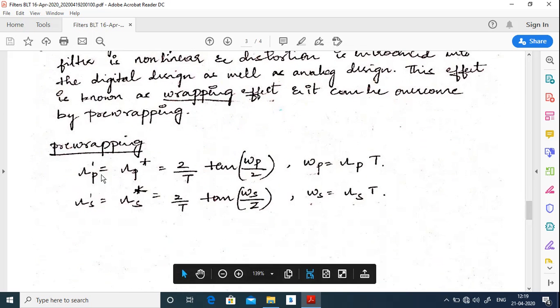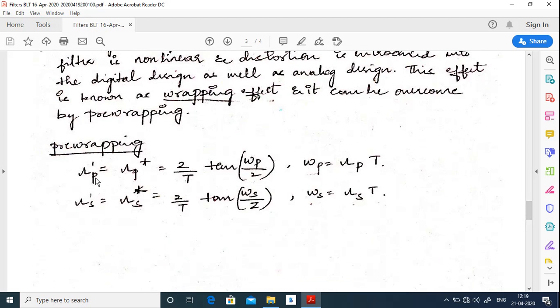Pre-warping can be done like this. That is omega p dash or omega p star. In some textbooks they'll use this, in some other textbooks they'll use this. It is given by 2 by T times tan of omega p by 2, that is digital omega p by 2, where digital omega p is given by analog omega p into T.